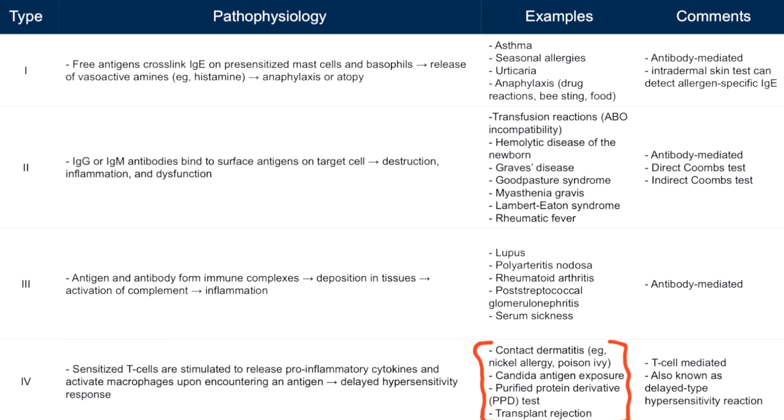Once again, type 4 hypersensitivity reactions are T-cell mediated, which means that this is the only type of hypersensitivity that is not antibody mediated. Lastly, because T-cell mediated immune responses take significantly longer than an antibody mediated immune response, type 4 hypersensitivity reactions are also known as delayed type hypersensitivity reactions.